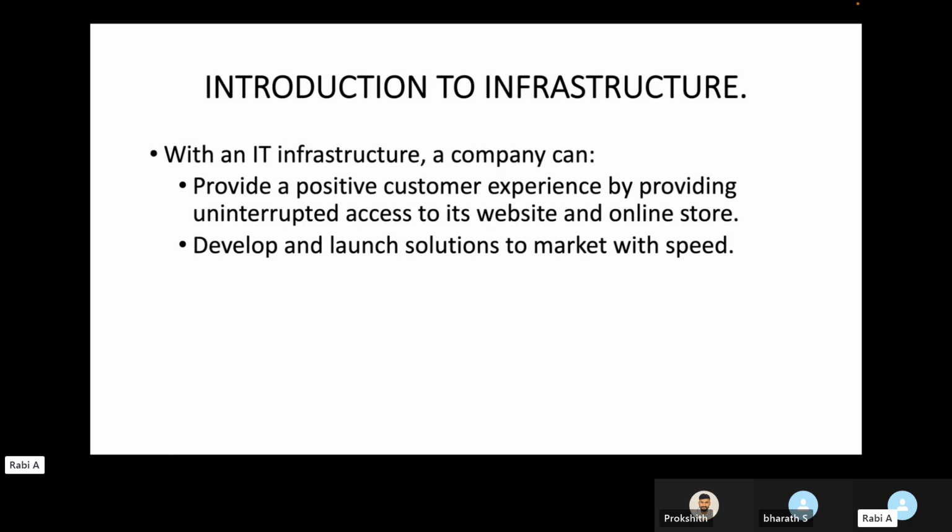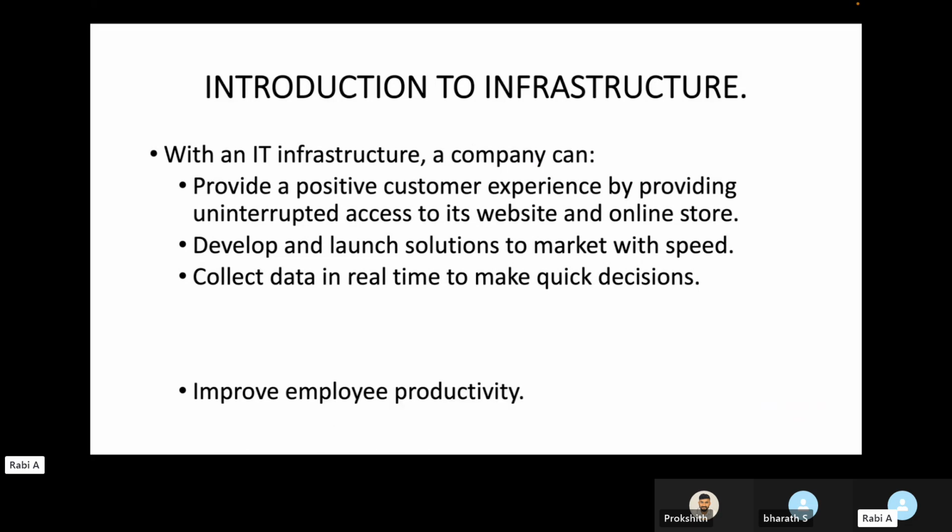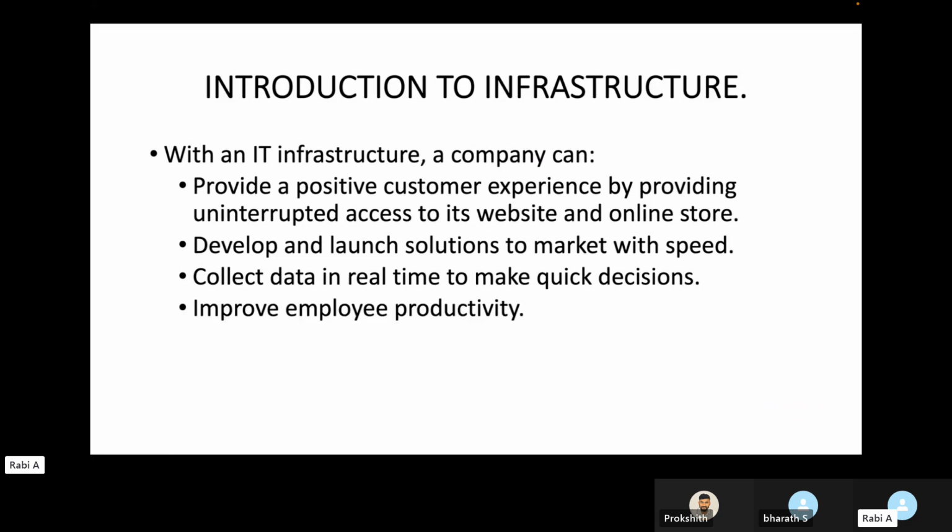Develop and launch solutions to the market with speed. So, you can quickly develop new solutions and you can deploy that to the market with higher speed. Collect data in real time to make quick decisions and then improve the employee productivity as well. So that's basically your introduction to infrastructure.